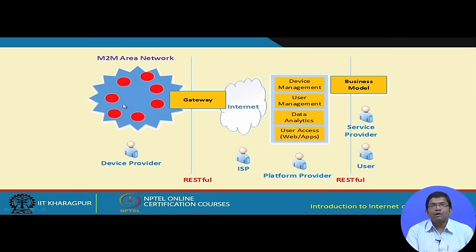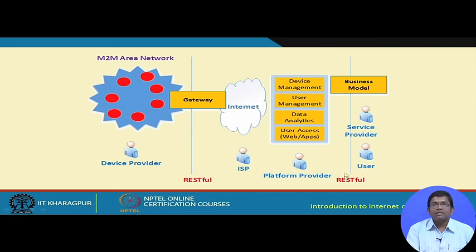This M2M area network sends the data from these M2M devices, IoT devices, through this gateway to the internet, which is handled by the internet service provider. When it is passing through, we have this RESTful architecture that takes care of it. The RESTful architecture is useful in low end, resource limited environments, and in this case we are using it as an interface between the device provider and the internet service provider. Then from the internet service provider it comes to the platform provider, which takes care of functionalities such as device management, user management, data analytics and user access.